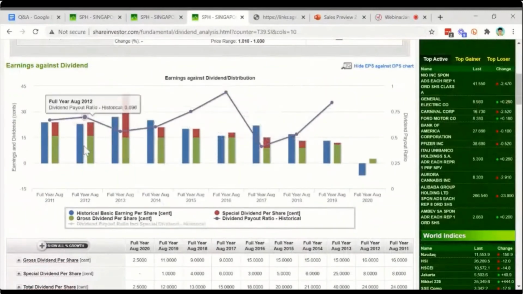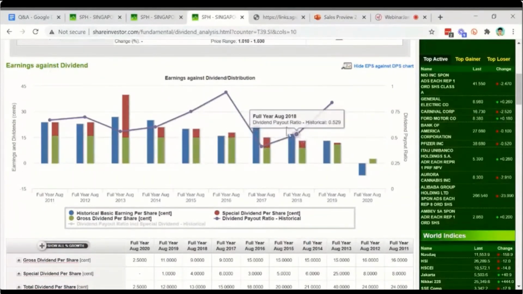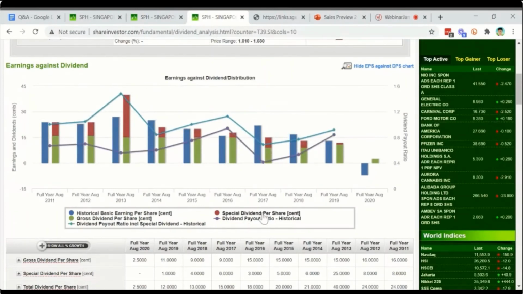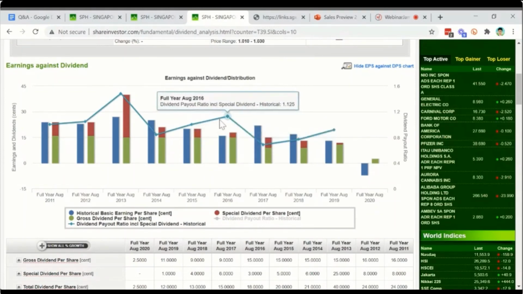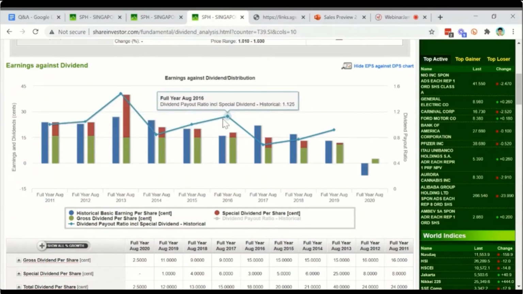So if you compare the green and the red, the total dividends per share, to the earnings per share, the blue color bar, you see that their payout ratio has been quite high. Sorry, I used the one with the special dividend, so it makes more sense. If you include the special dividend, the dividend payout ratio has always been very high, like 0.8, 0.9 times.